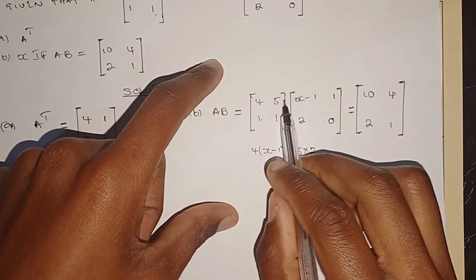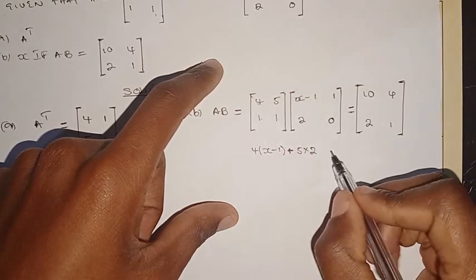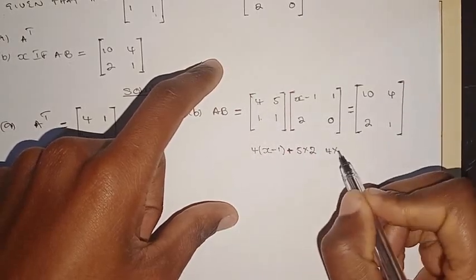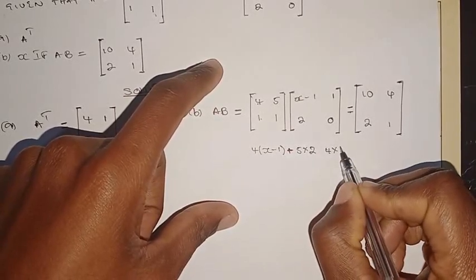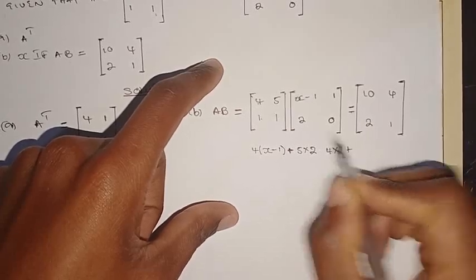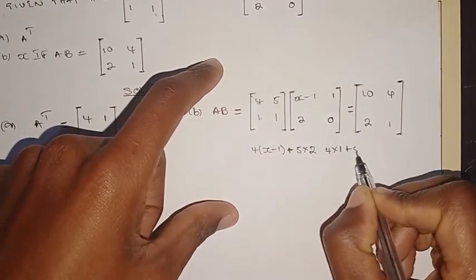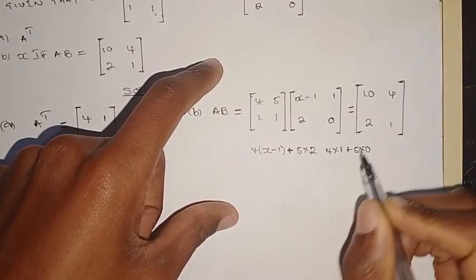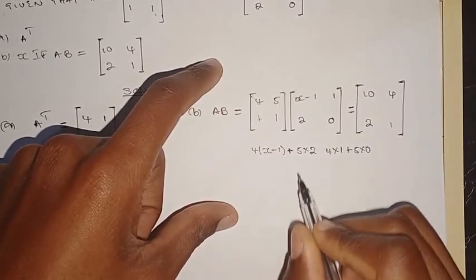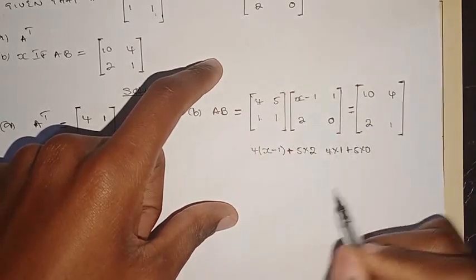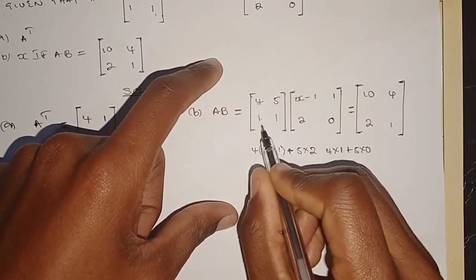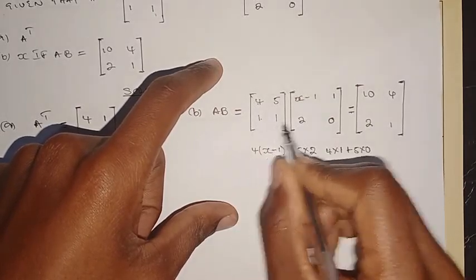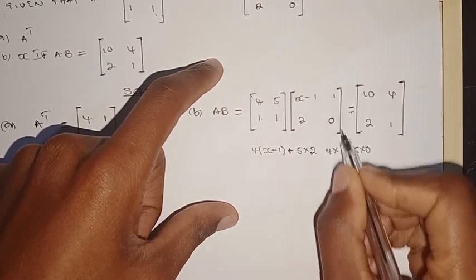So we get the same values. 4 times 1, plus 5 times 0. So we are done with multiplying this row and that column. By the way, there is a space here, okay? Now let us go below to this row and multiply it with this column and that column.